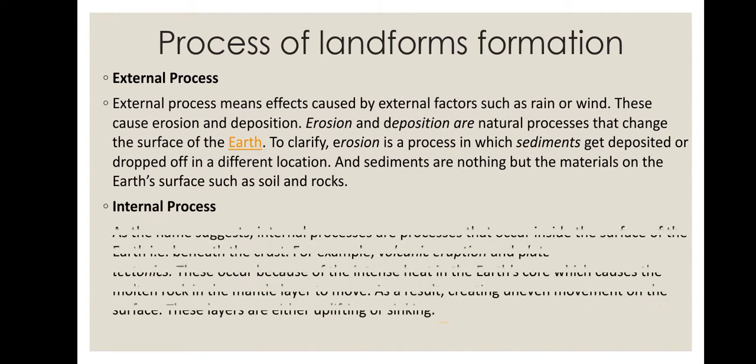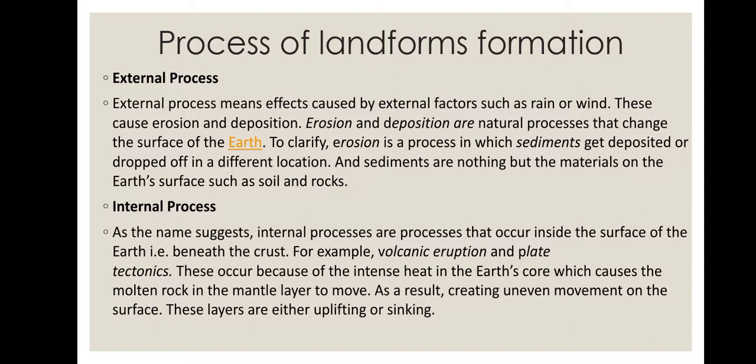Internal process. As the name suggests, internal processes are processes that occur inside the surface of the earth, that is, beneath the crust. For example, volcanic eruption and plate tectonics. This occurs because of the intense heat in the earth's core, which causes the molten rock in the mantle layer to move. The layer is known as the asthenosphere. As a result, it creates uneven movement on the surface. These layers are either uplifting or shrinking.